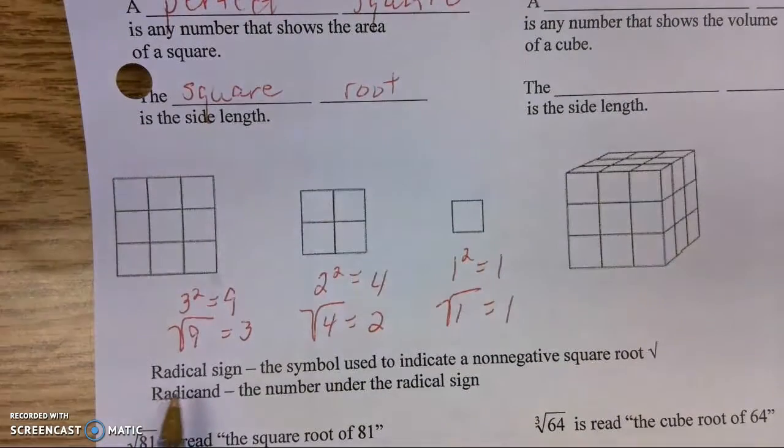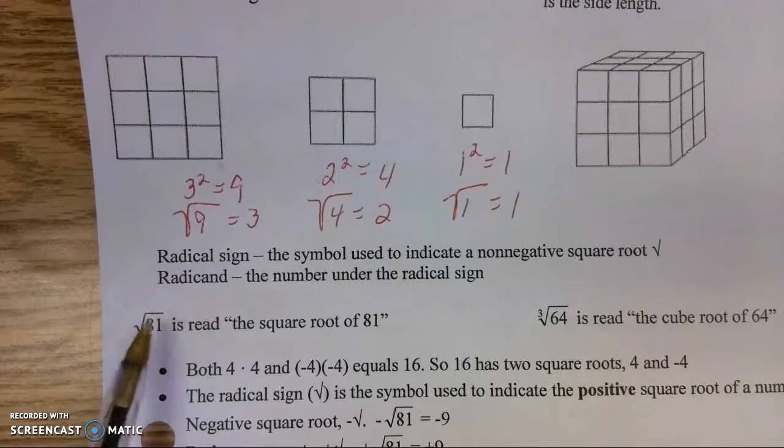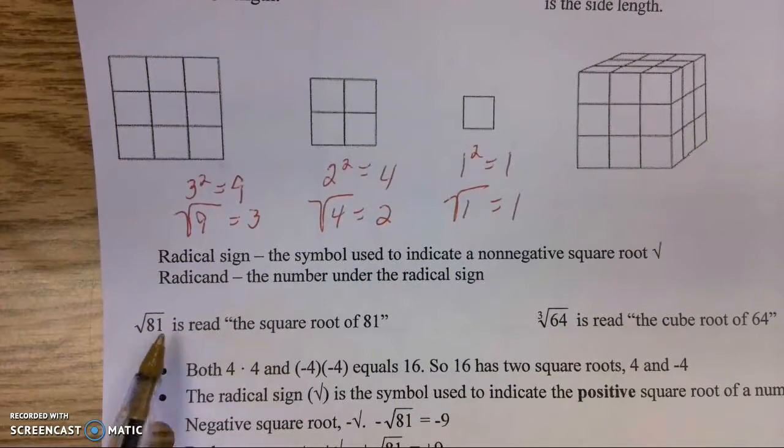Now, that square root symbol is actually called a radical sign, and that symbol actually means the non-negative square root, or the positive square root. Because remember, a negative times a negative will also give me a positive. But when we're working with square roots, we're generally going to look for the positive square root. The radicand, then, is that number that's in the radical sign. And then when I'm reading a square root, the square root of 81 is read the square root of 81.